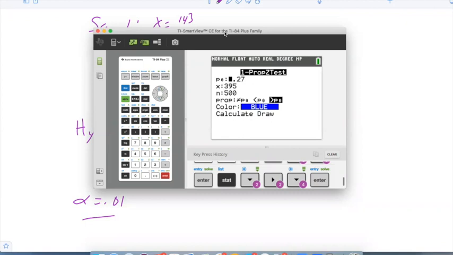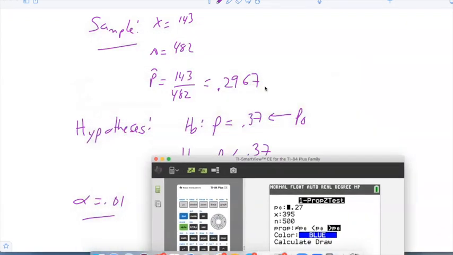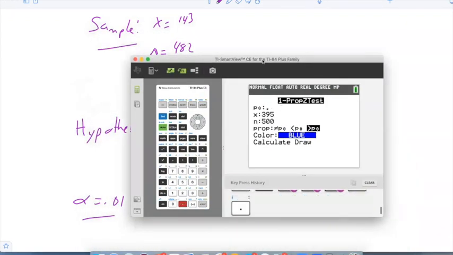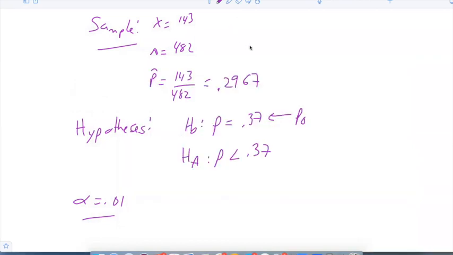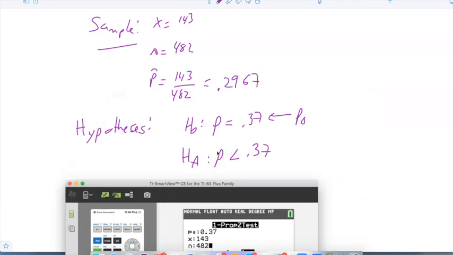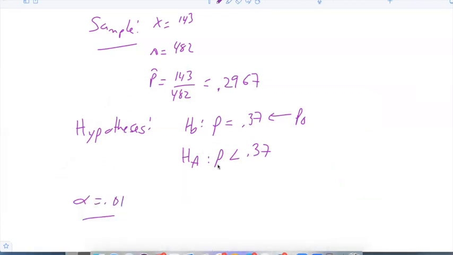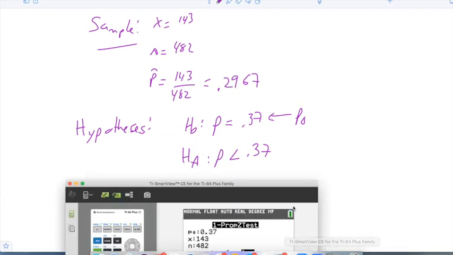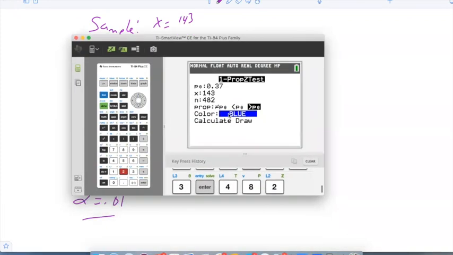P naught. P naught was the 0.37. X was 143. N was 482. And then which hypothesis did we write? What did I write here for the alternative hypothesis? I put P is less than P naught. So I want the button that says less than P naught.